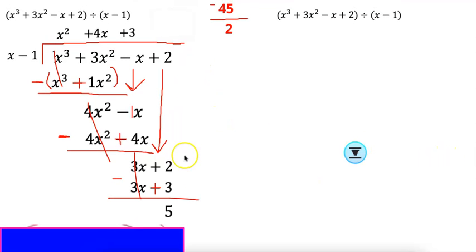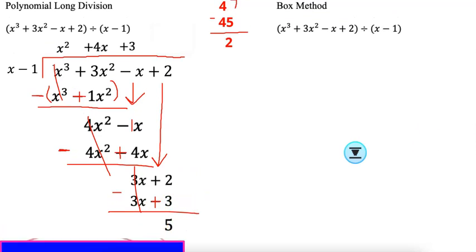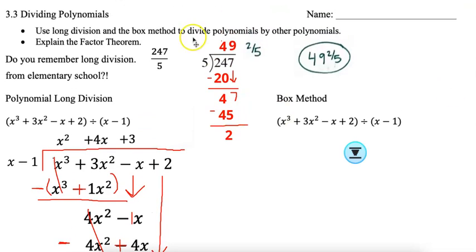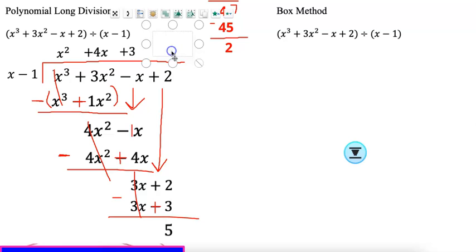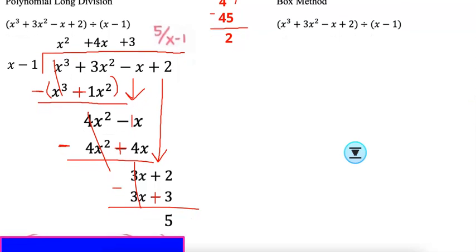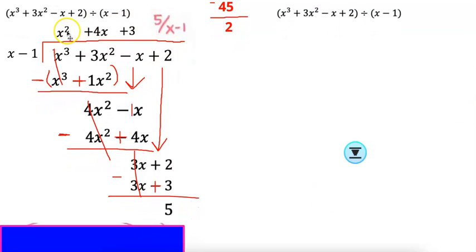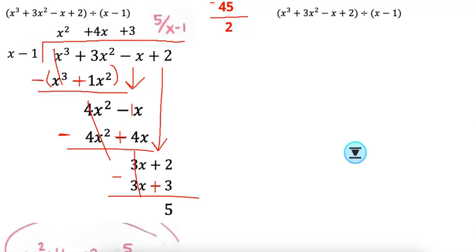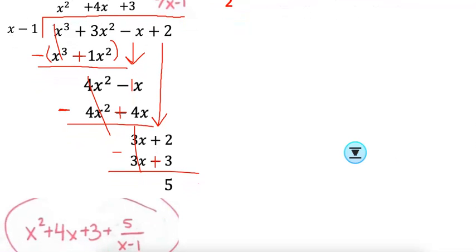Now I don't have anything else to bring down, so I am done. This 5 is called your remainder. And just like our remainder up here, we put it over our outside number. So my remainder will be a 5 over my x minus 1. And all of that up here is our answer of x squared plus 4x plus 3 plus 5 over x minus 1.